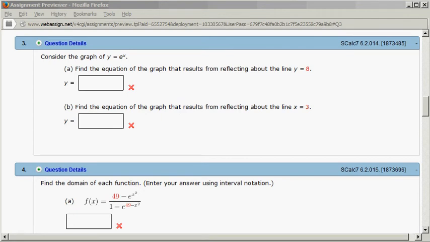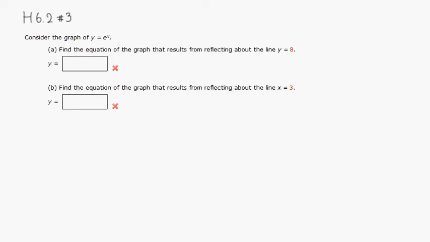Alright, let's look at homework 6.2, problem number 3. We start with the graph of y equals e to the x, and we try to apply transformations. Find the equation of the graph that results from reflecting about the line y equals 8.